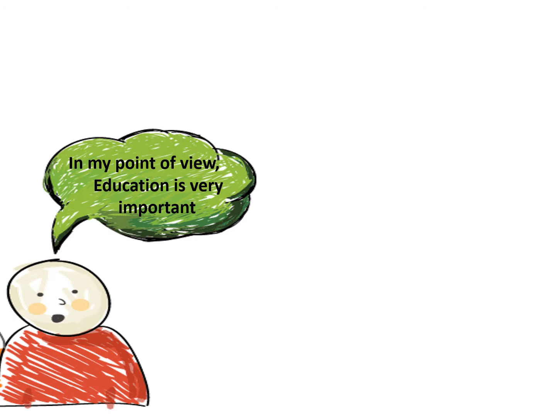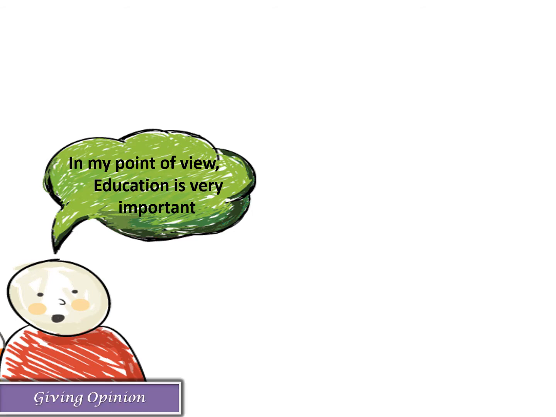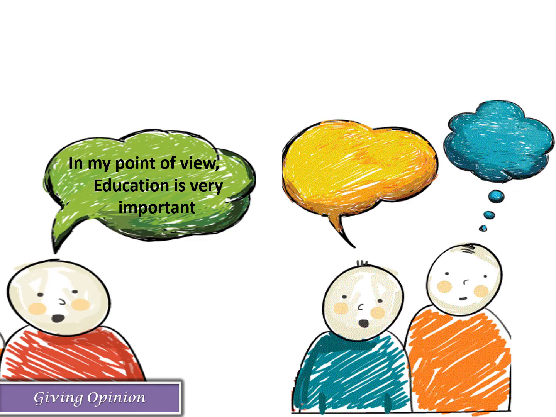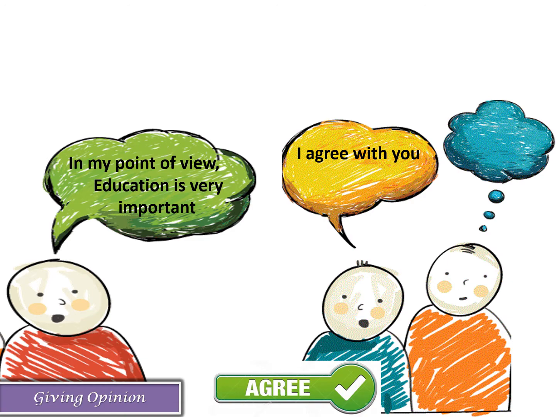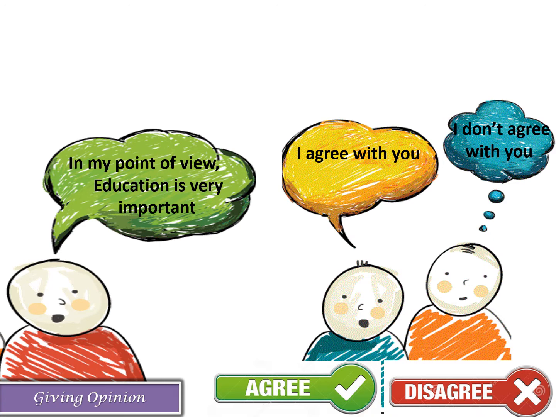Now, this is Jack and he is giving his opinion. He says, in my point of view, education is very important. He is giving opinion. Now what about James and John? James says, I agree with you. It means he agrees. He is positive about the opinion. Now what about John? He says, I don't agree with you. John disagrees with him. He is negative about his opinion. So we have expressions of opinion, agreement, and disagreement.